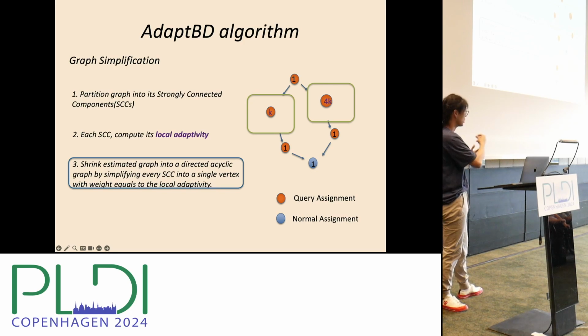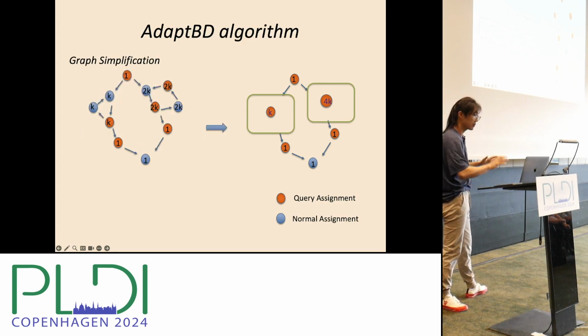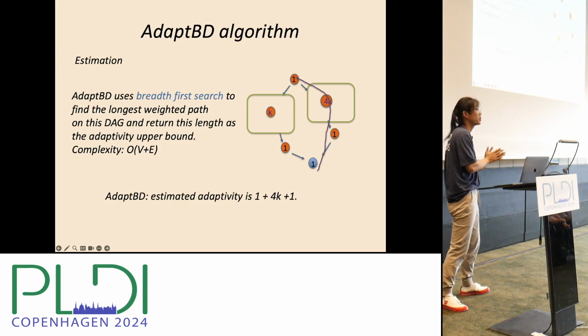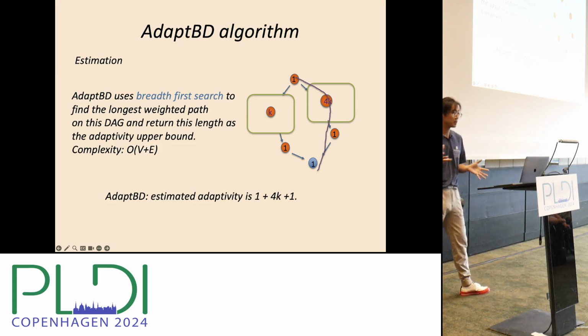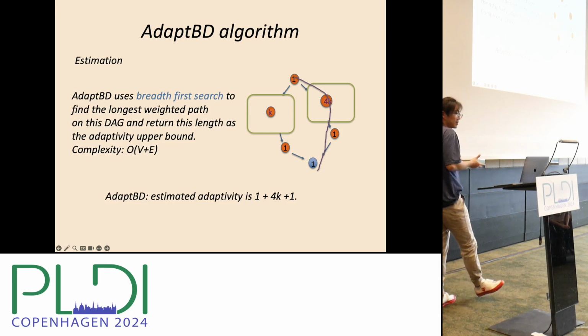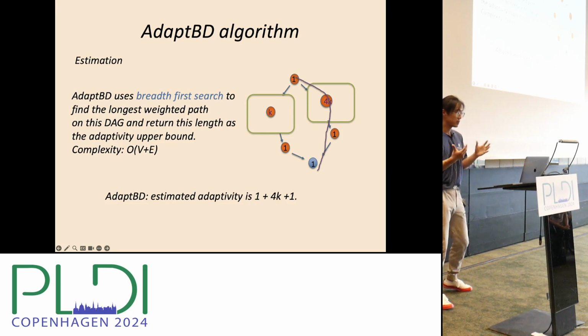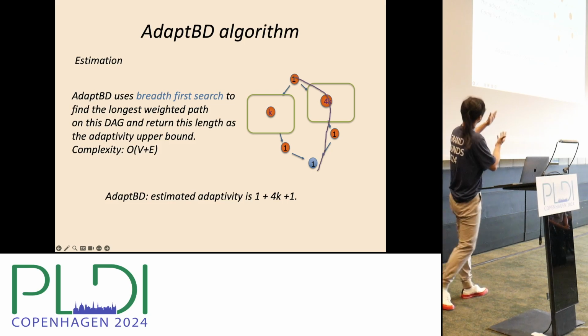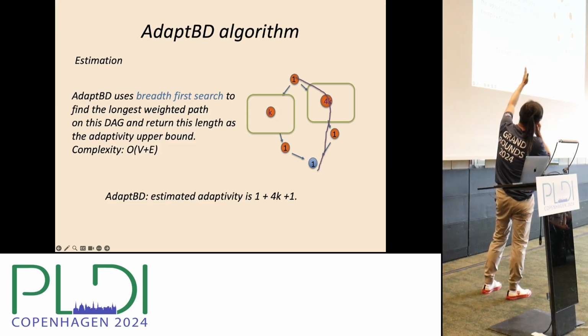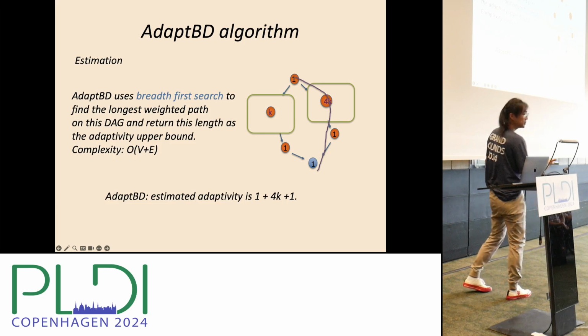be the local adaptivity. After simplification, we have a directed acyclic graph, and then we can use BFS to find the longest weighted path. And we'll return the length as the adaptivity upper bound. In this example, the adaptivity we find is the purple path from 1 plus 4k plus 1.